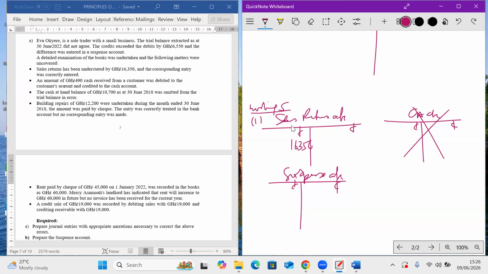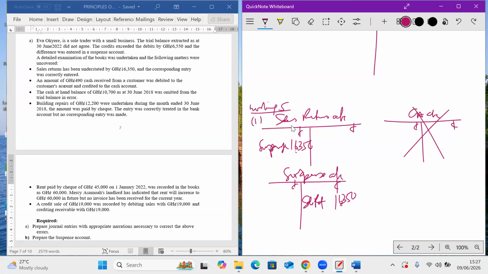This 16,350, if it's on the debit side, where will we record it in the suspense account? Credit side. Yes. This 16,350, where is it going to? Or where is it coming from? It's coming from the sales returns. This 16,350 in the sales returns account, where is it coming from? Suspense, right?